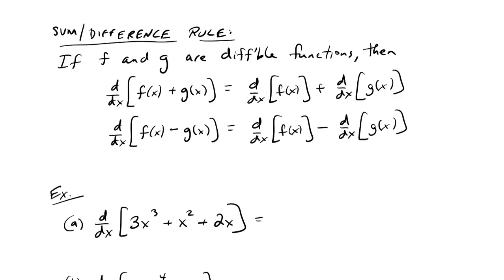Now let's look at the sum and difference rule. So what happens if we're adding or subtracting two functions and then we want to take the derivative? Here I want to add f and g and then take the derivative. Well, can I do it in a different order? Yes. I can actually take the derivative of f, take the derivative of g, and then add them.